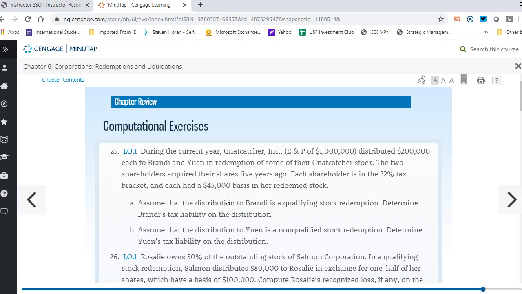Well, let's go ahead and start the Chapter 6 review of homework. I have the computational exercises for Chapter 6 on the screen. The topic of the chapter is redemptions and liquidations. So the redemption is the company buying stock back from a stockholder, and think privately held, closely held corporations.